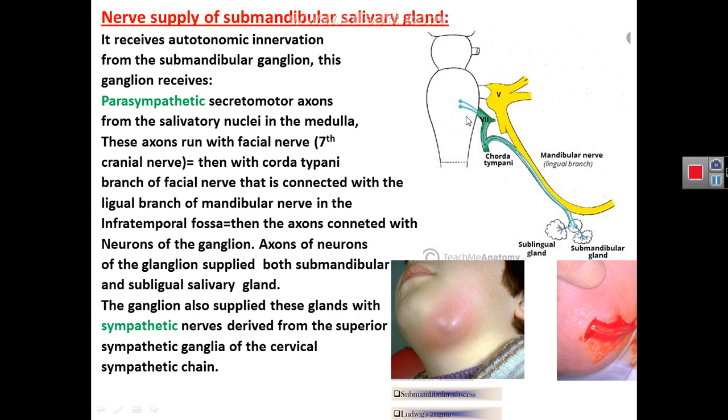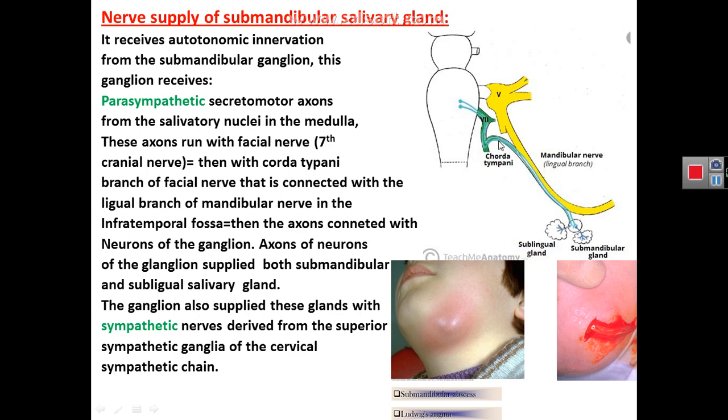The axons of neurons in the salivatory nuclei of the medulla oblongata, in the medulla oblongata we have nuclei which are called salivatory nuclei. Axons of these salivatory nuclei, the superior and inferior salivatory nuclei, pass with the facial nerve, and then these axons leave the facial nerve and run with the chorda tympani branch of the facial nerve. The chorda tympani had been seen in the infratemporal fossa. It is connected with the lingual branch of the mandibular nerve.